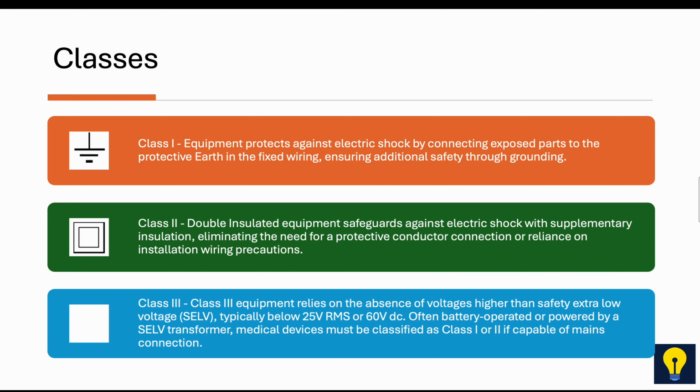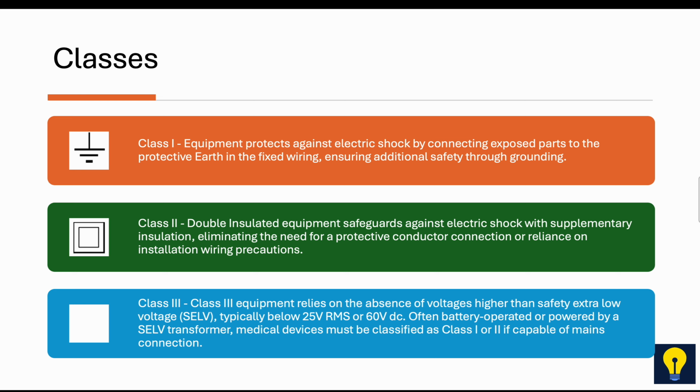So the first one is classes. With classes, as you can see, there are three types: class 1, 2, and 3. Once you're working in a hospital, it's important to know the different types of classes, especially when you're doing electrical safety testing, so you know that the conditions you're setting on your testing equipment are the correct ones.